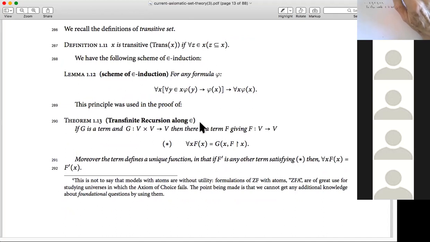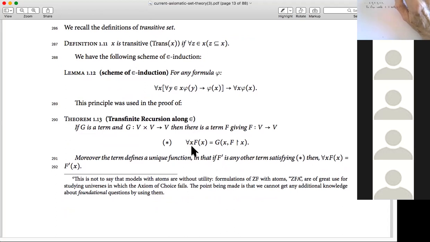So we can define functions, a function f, by recursion along epsilon, even if this is, as it is, a partial order rather than a linear order, total order. And we do this, we define f of x, assuming I know what f is like on all of the members of x.